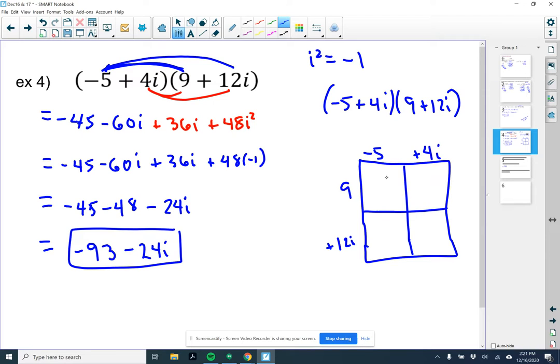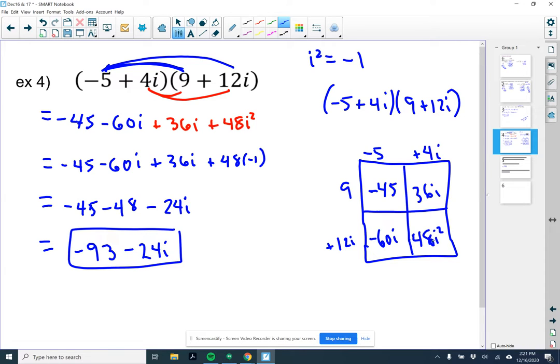Okay, now we do the multiplication. -5 gets to multiply with the 9. -5 gets to multiply with the 12i. Notice that's what we did over here as well. Okay. Then the 9 gets to multiply with the 4i. And in this last one, 12i times 4i. So 12 times 4 is 48. i times i is i squared.